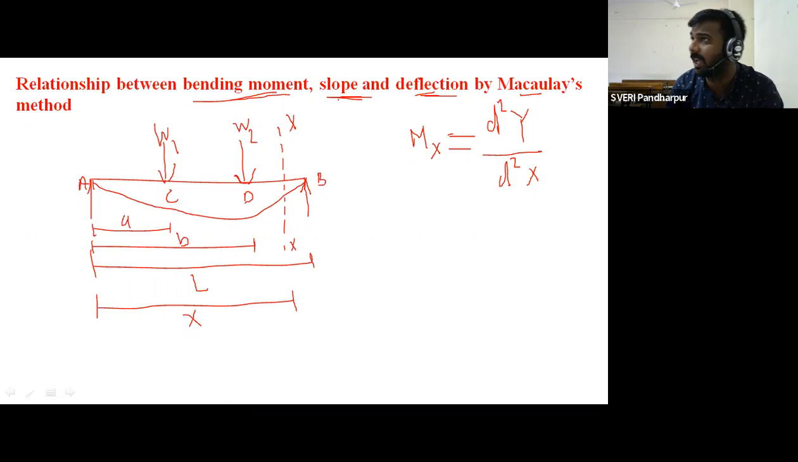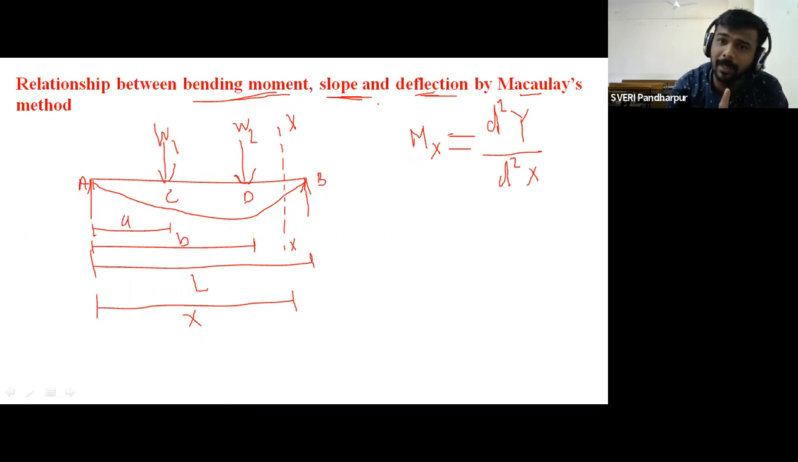And in the previous lecture, I told you we can calculate the slope and deflection by using three methods. The first one is the moment area method, which we have discussed. The second one is the double integration method, and the third one is the Macaulay method. So these are the three important methods which are used for the calculation of slope and deflection.